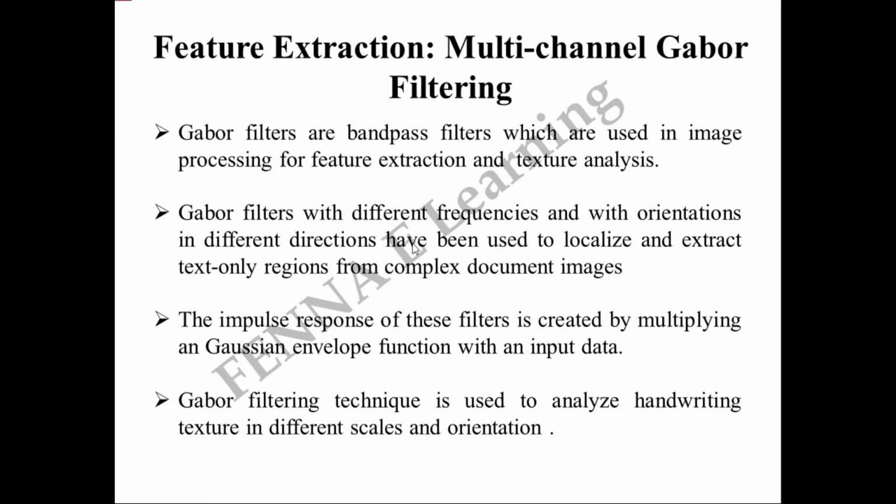Then the feature extraction process. The Gabor filter is used to extract the features. Gabor filters with different frequencies and with orientations in different directions have been used to localize and extract text regions only from complex document images. The impulse response of these filters is obtained by multiplying a Gaussian envelope function with the input data. So different scales and different orientations of the images are analyzed by using this Gabor filtering technique.